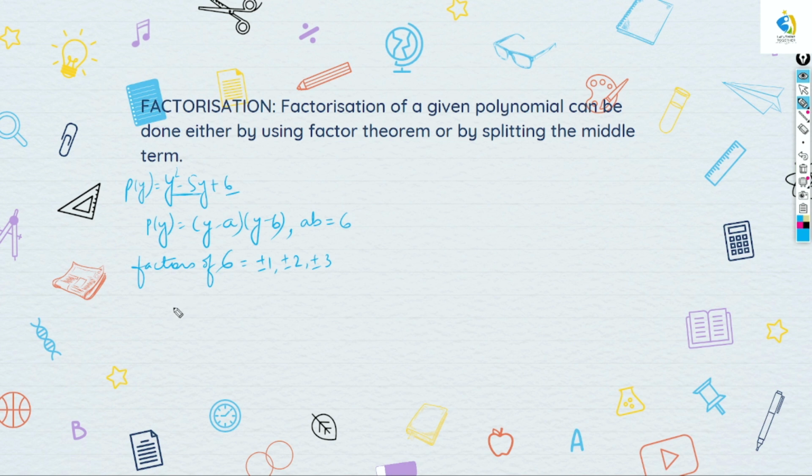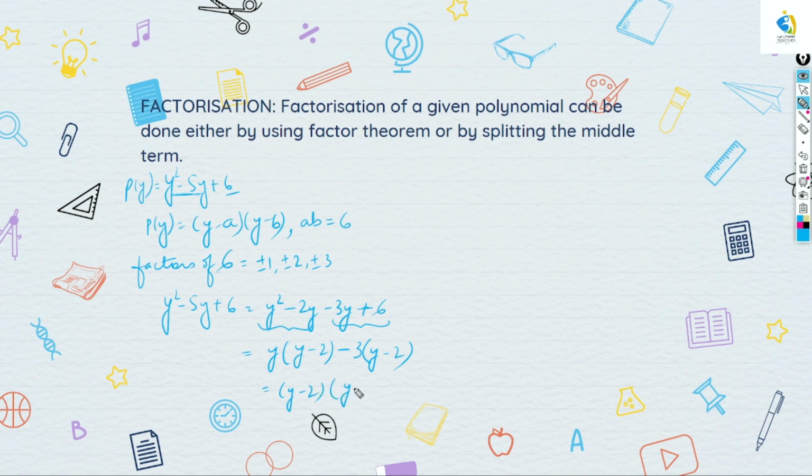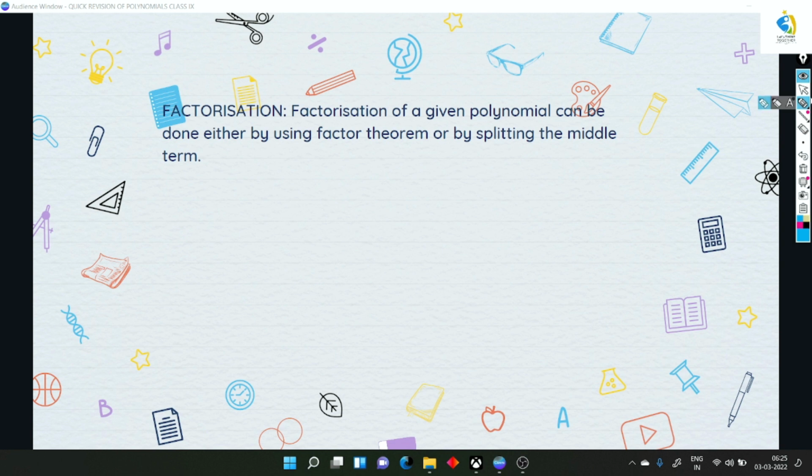Okay, so I can write it down. Y square minus 5y plus 6 can be written as y square minus 2y minus 3y plus 6. Okay, so this will be y minus 2, and from here, because we are considering two terms at a time and then we are taking out the common, this will be y minus 2 of y minus 3. So this is the middle term factorization. I hope that is clear. Now let's move on to the next topic.